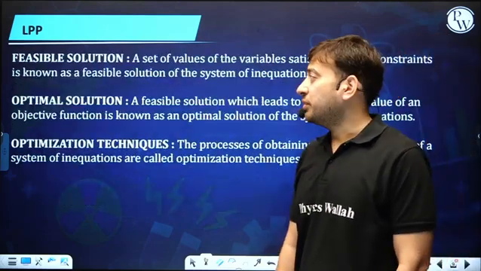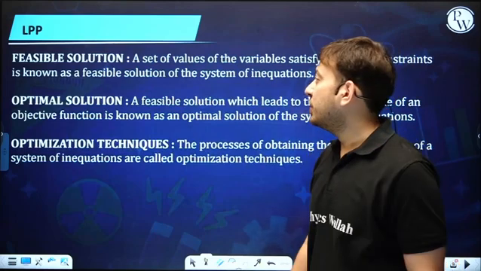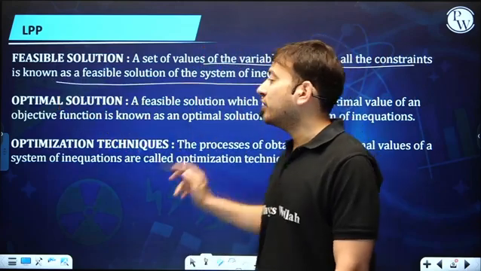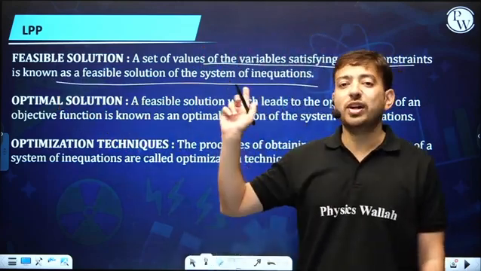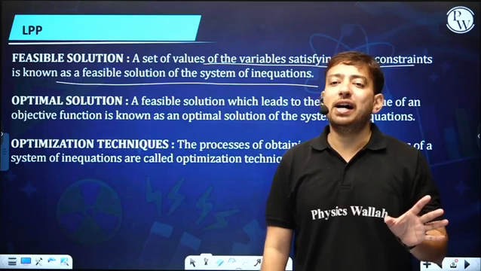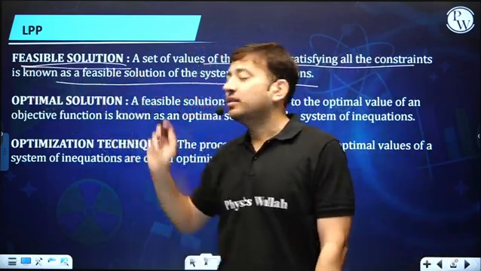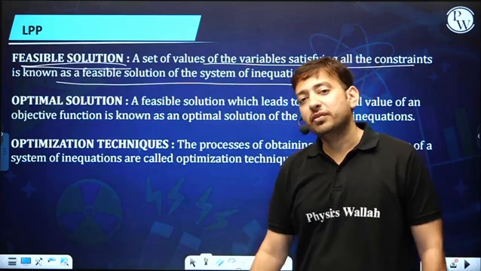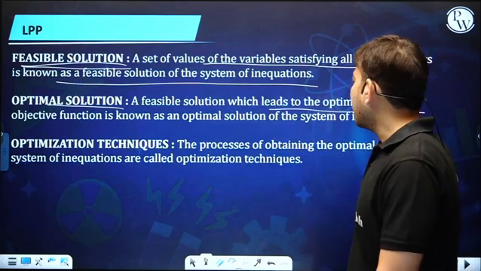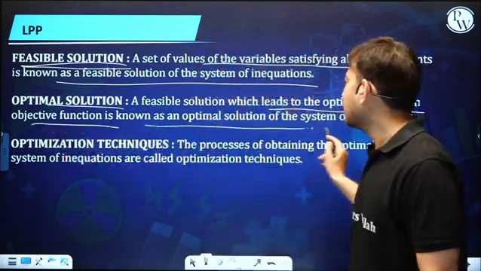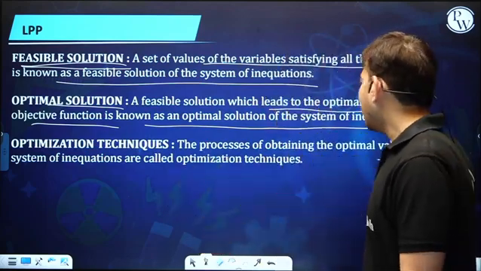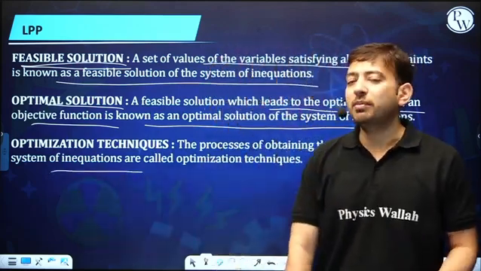Now feasible solution. This is related to simultaneous equations. The set of values of the variables satisfying all the constraints is known as a feasible solution of the system of inequations. Like in the first two examples, we got something common from all the equations, right? That common part is termed as feasible solution. Now, optimal solution: a feasible solution which leads to the optimal value of an objective function is known as optimal solution. Now, optimization techniques: the process of obtaining the optimal values of the system of inequations is called optimization techniques.